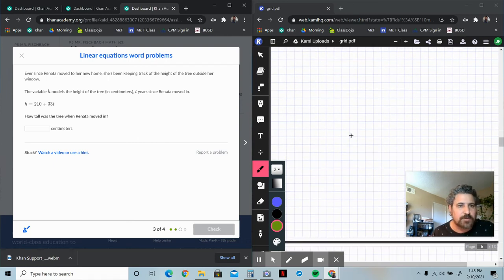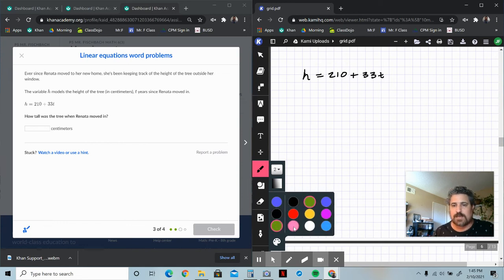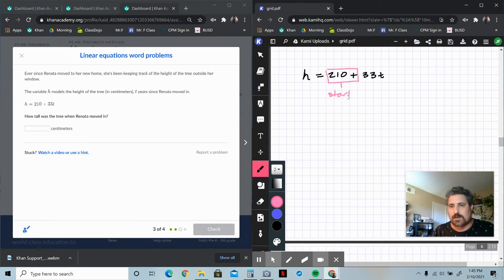Ever since Renata moved to her new home, she's been keeping track of the height of the tree outside her window. The variable h models the height of the tree in centimeters, t years since Renata moved in. So h is equal to 210 plus 33 times t. What this is saying is that our initial starting value, the y-intercept here, is the height of the tree when she moved in, right? So this is where it starts.